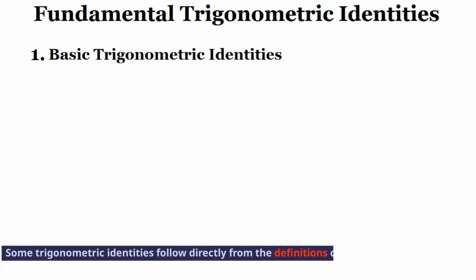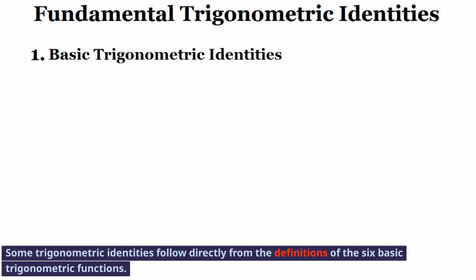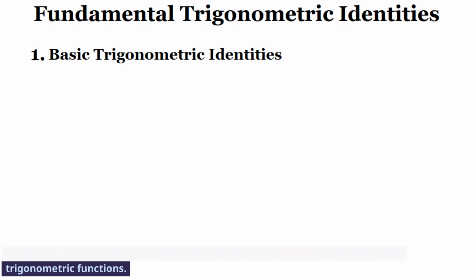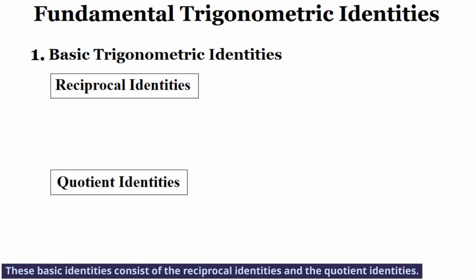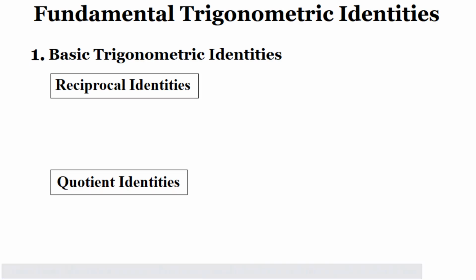Some trigonometric identities follow directly from the definitions of the 6 basic trigonometric functions. These basic identities consist of the reciprocal identities and the quotient identities.